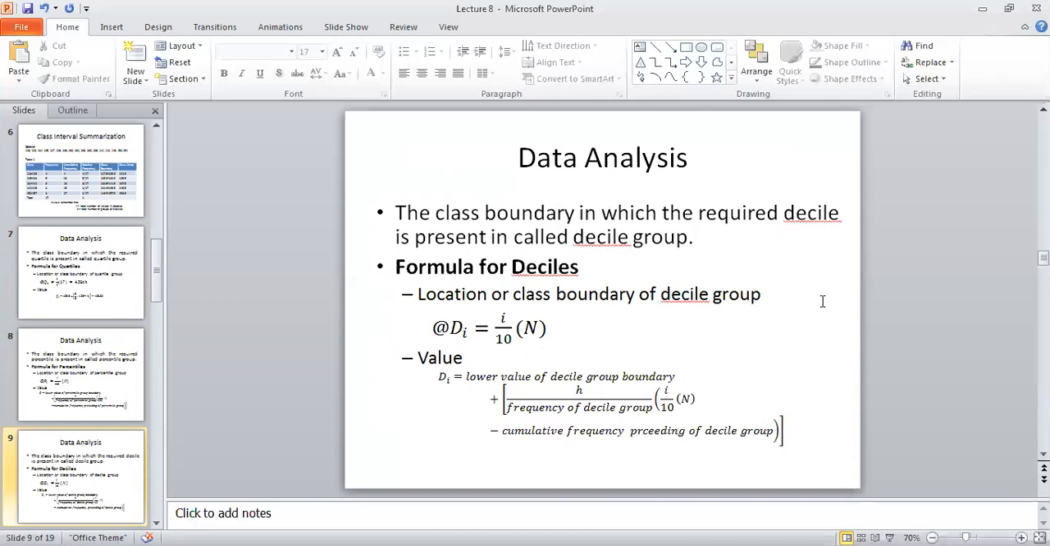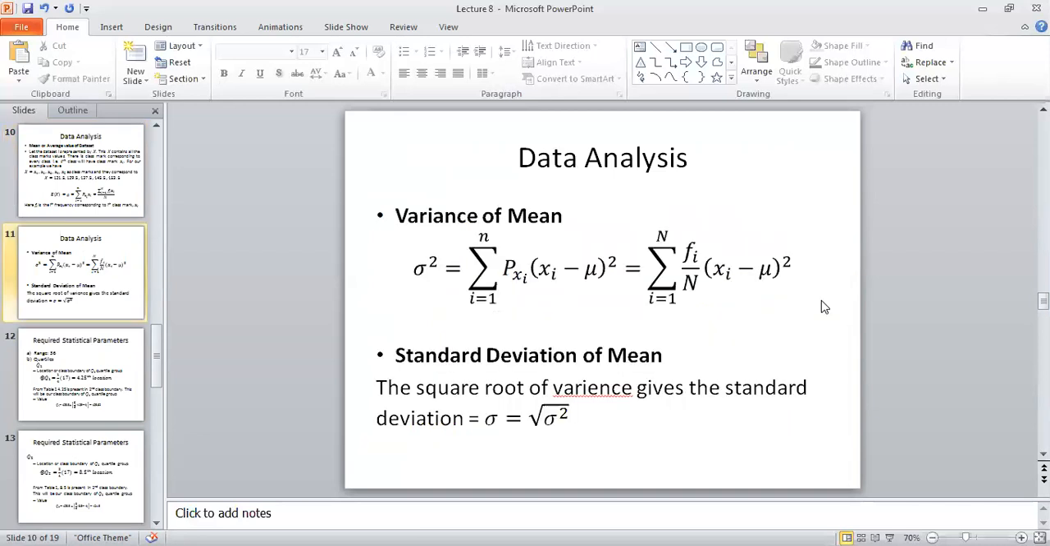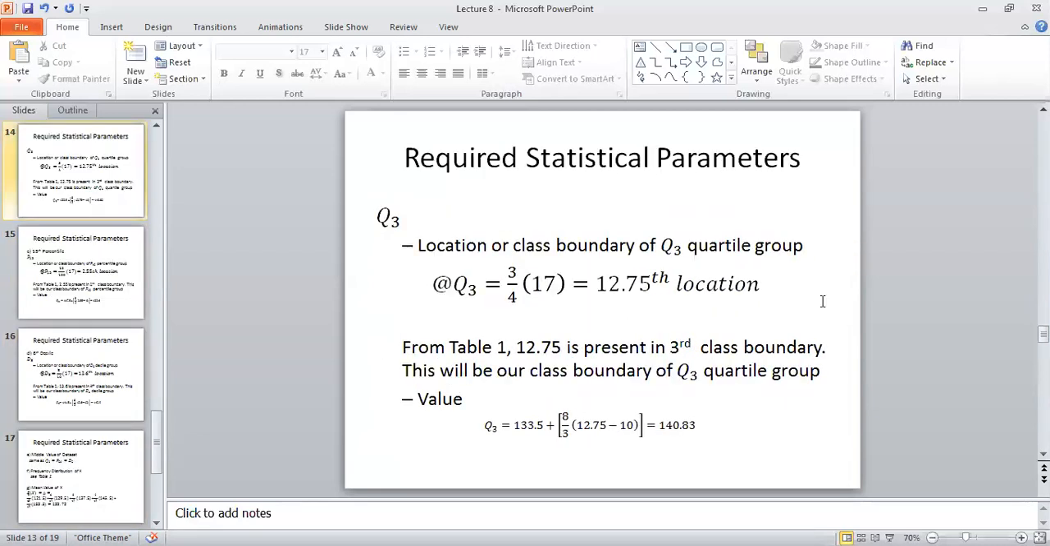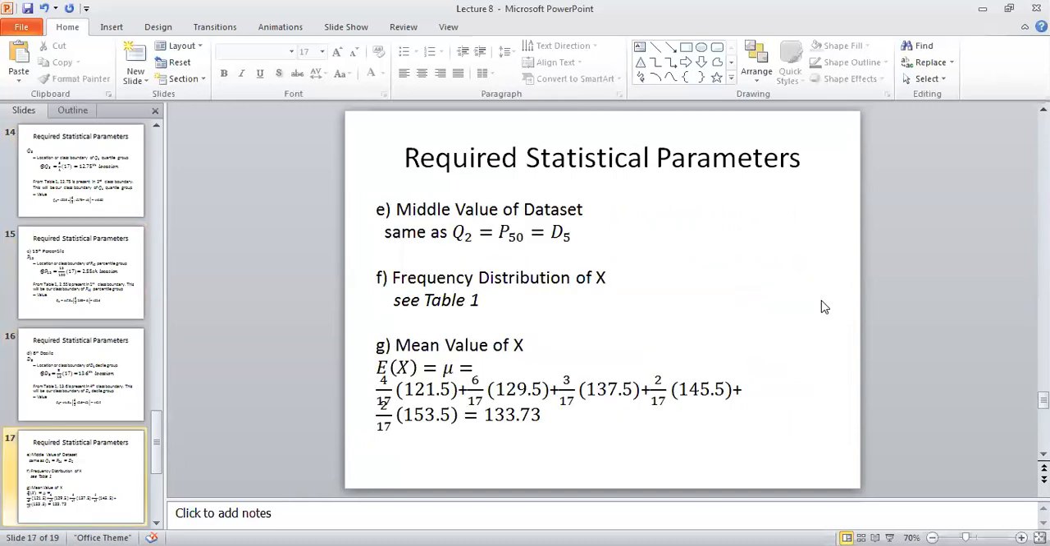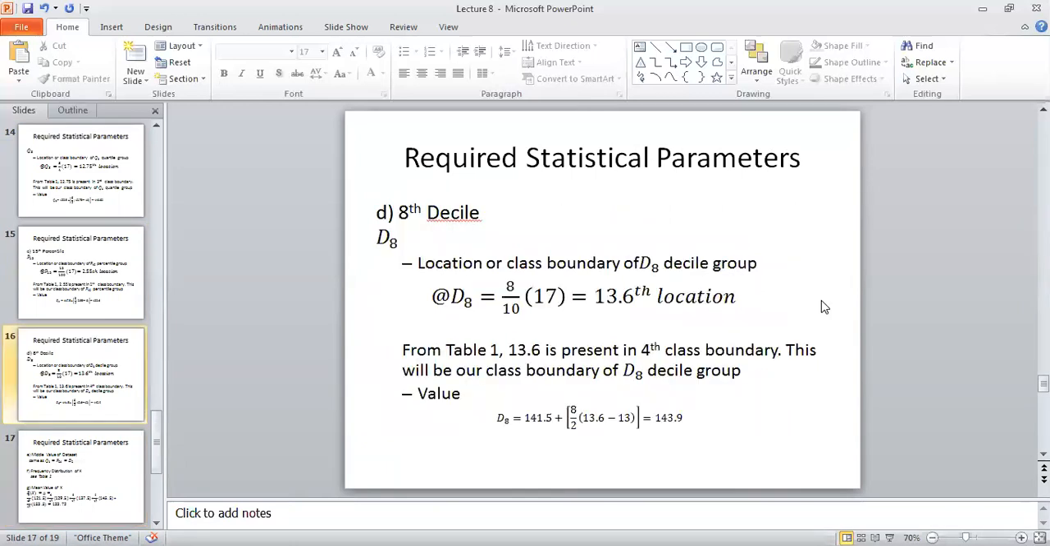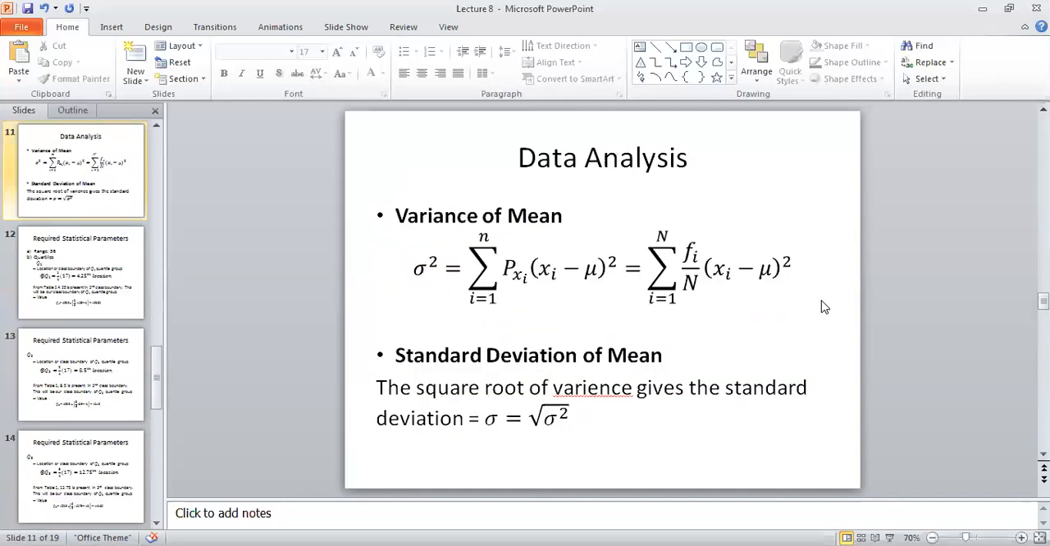Remember this, recall this from the ungrouped data statistics: the middle value is the same as the quartile 2 value, the same as the P50 value, the same as the D5 value. And since we have already found the quartile 2 value, the middle value can also be written along with the mean, and this is the same as the Q2 value. So the Q2 value that we got is the same as the middle value or the median of the data set.